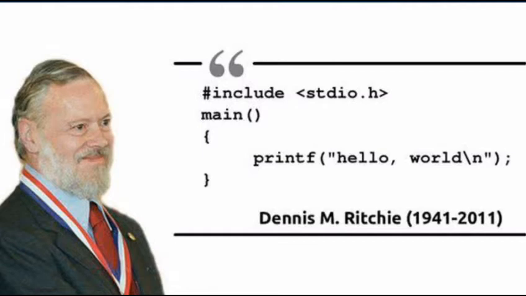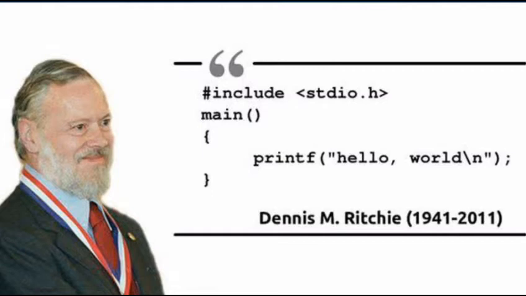There are mainly two header files, stdio.h and conio.h. The full form of stdio is standard input output, and there are some basic predefined functions available in stdio.h, which are printf and scanf. The function printf is used for printing any text, and scanf is used for scanning any input.